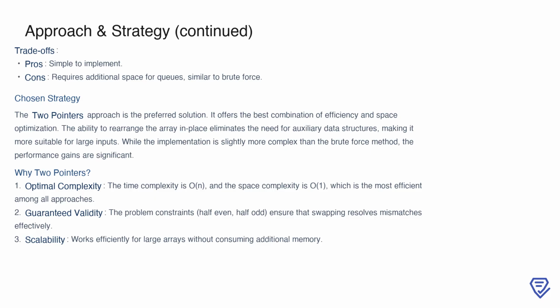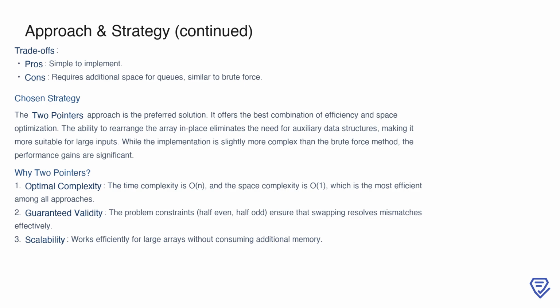When comparing these methods, the two-pointers approach stands out as the optimal solution. Its in-place operation eliminates the need for additional memory, which is particularly advantageous for large input sizes. While the brute force and two queues methods are easier to implement, they come with the trade-off of higher space complexity. The two-pointers approach strikes the right balance between performance and memory efficiency.